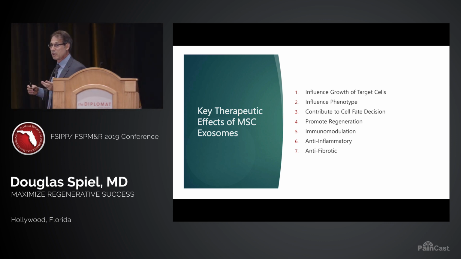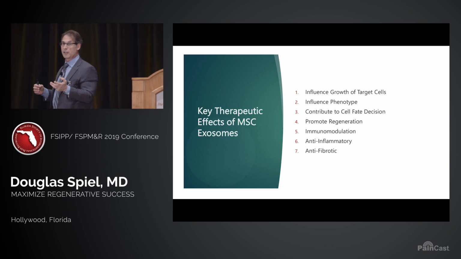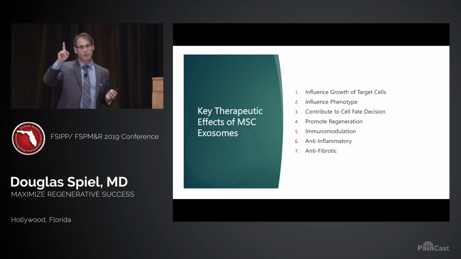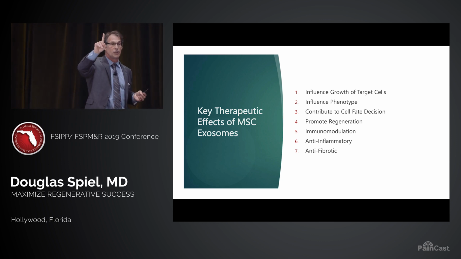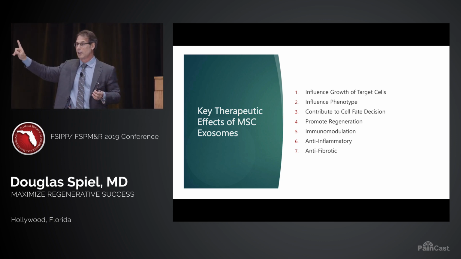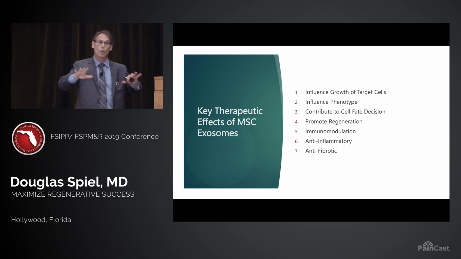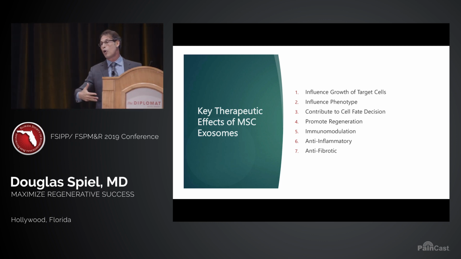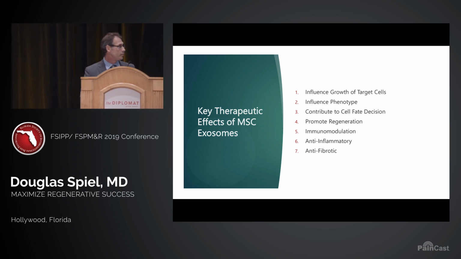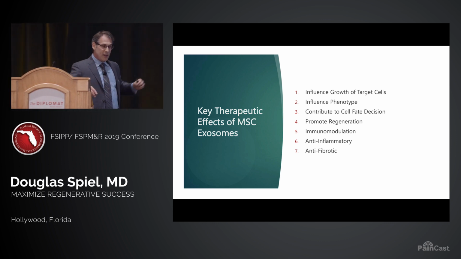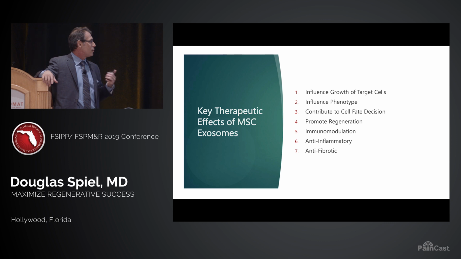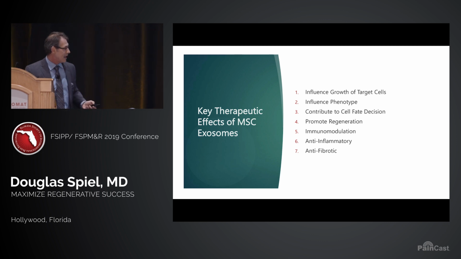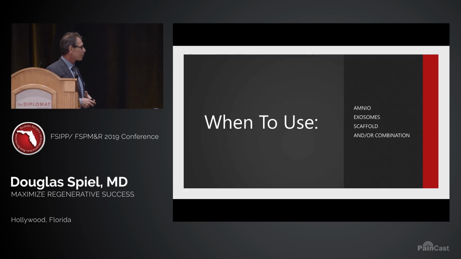So exosomes have TGF-beta 3. That's the most potent way to shift an M1 to an M2 macrophage and a T helper cell to a Treg cell. That is a potent way to downregulate or immunomodulate your system. Cell fate, they can prevent cells from dying. They promote regeneration. They're immunomodulatory, anti-fibrotic, and anti-inflammatory.